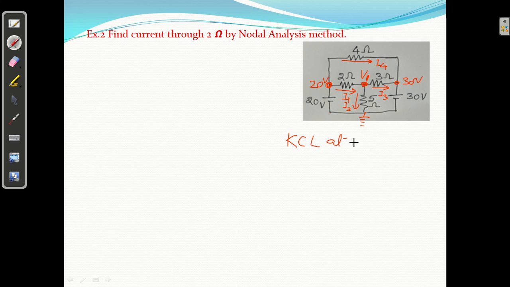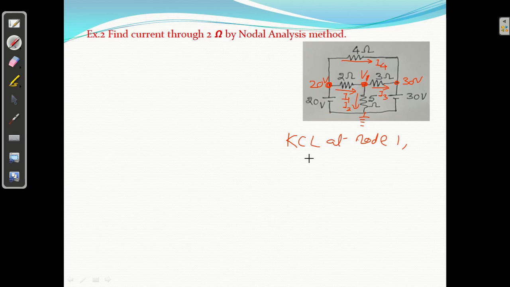So we will write KCL at node 1. Only one equation बनने वाला है. How many nodes are there? 1, 2, 3 and this is reference. तो 3 equation बन सकते थे, but यहाँ का equation मालूम है. यहाँ का voltage, this voltage is also known. We will write the KCL at node 1.